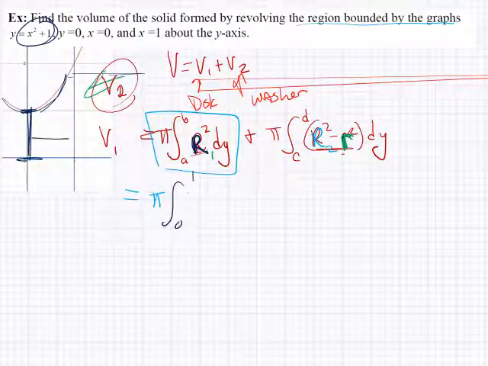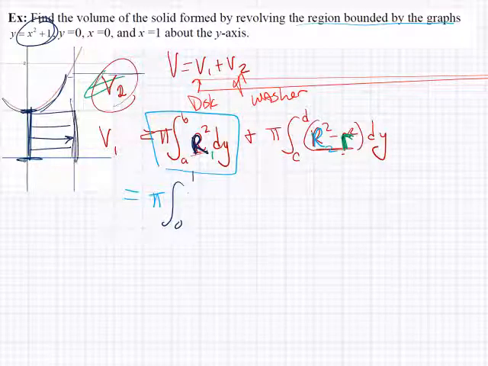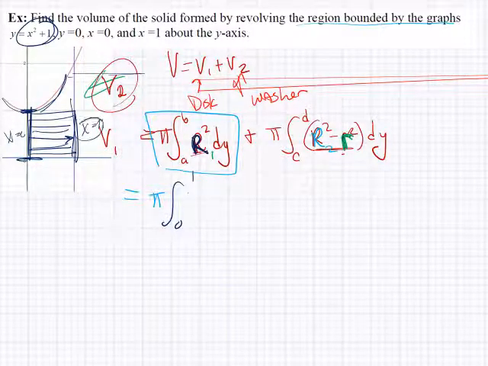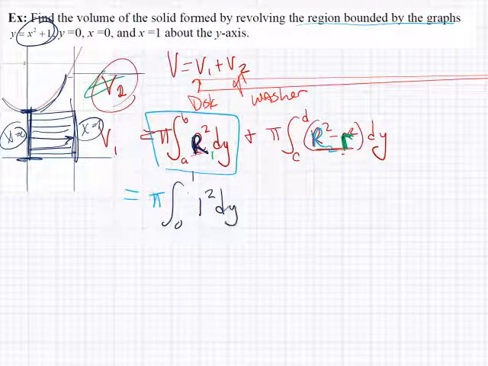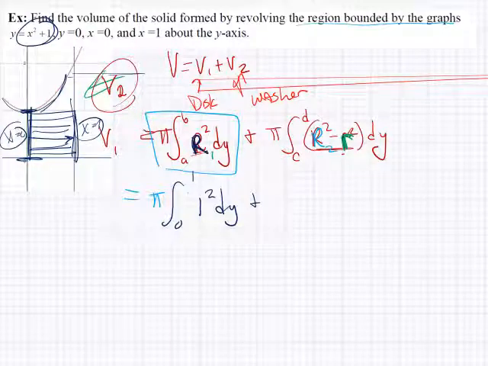The radius is the distance from here to here. Remember, this is x equals 1, and this is x equals 0, so that distance, if we did right minus left, is always going to just be 1 squared dy. Done.